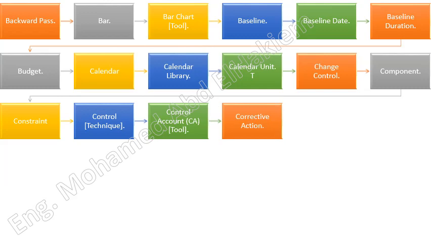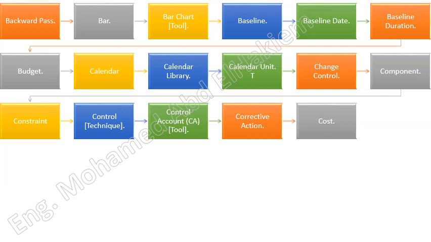Corrective action. Documented direction for executing the project work to bring expected future performance of the project work in line with the project management plan. Cost. The monetary value or price of a project activity or component that includes the monetary worth of the resources required to perform and complete the activity or component, or to produce the component.